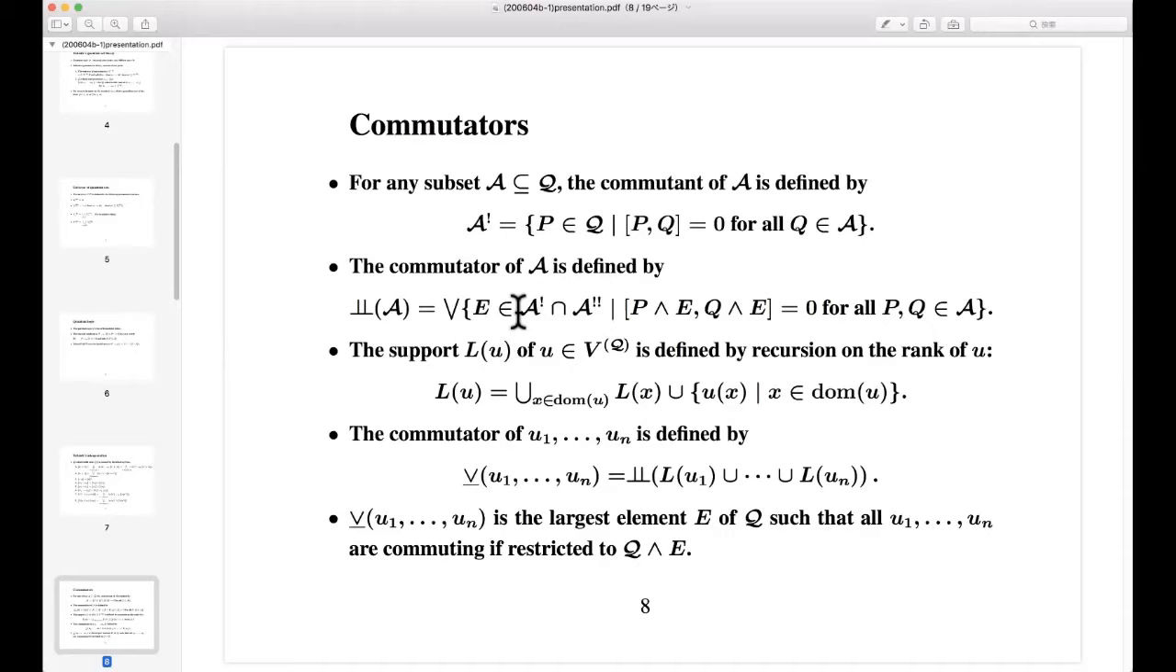which denotes the center of the sublogic generated by A. So this means the commutator of A is the largest element E of the center of A such that P and E and Q and E are commuting for every P and Q in A. Then the support L(u) of u is defined by recursion on the rank of u by the following formula.